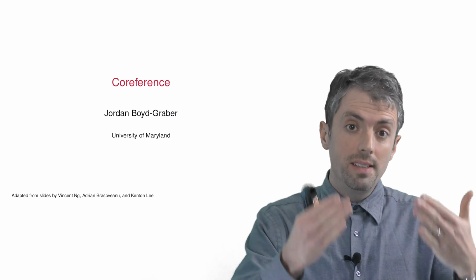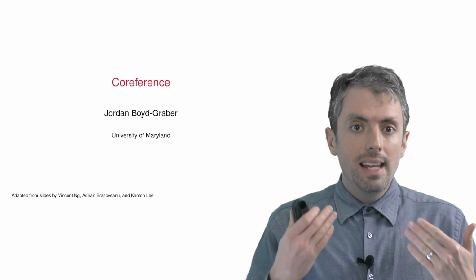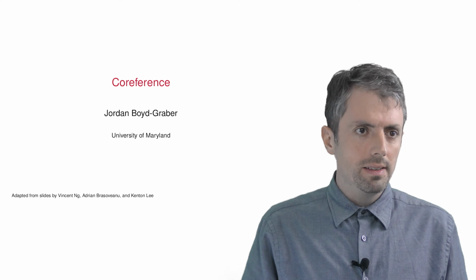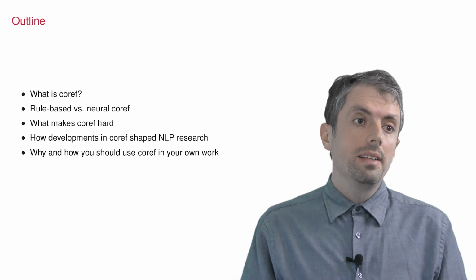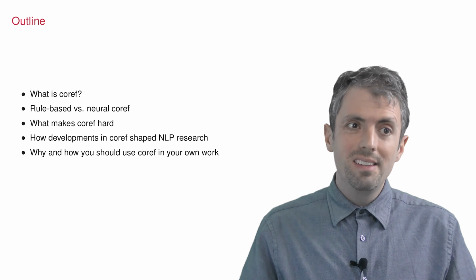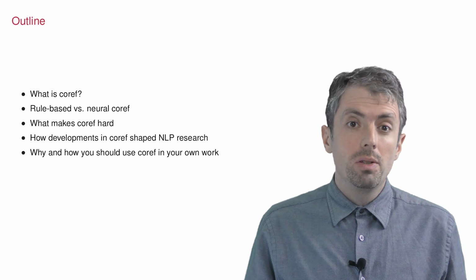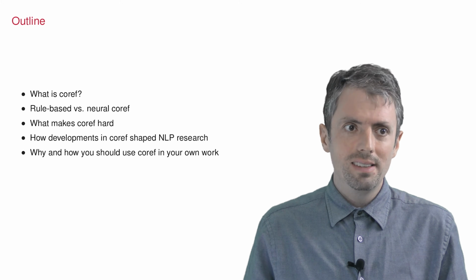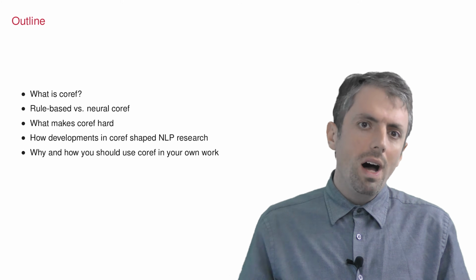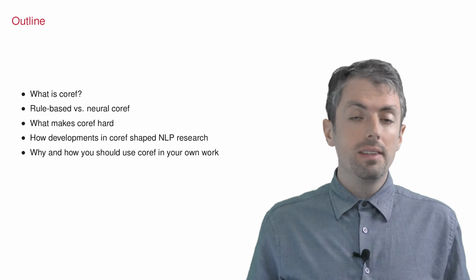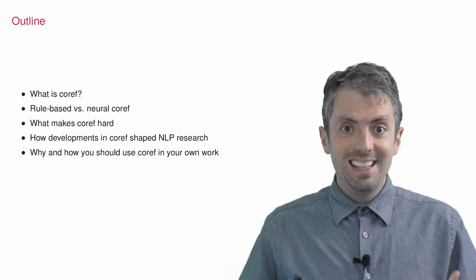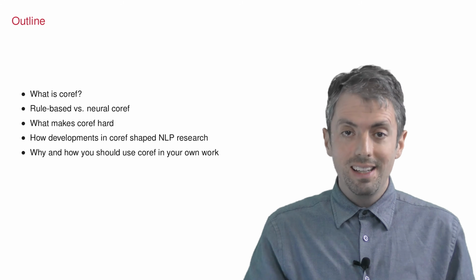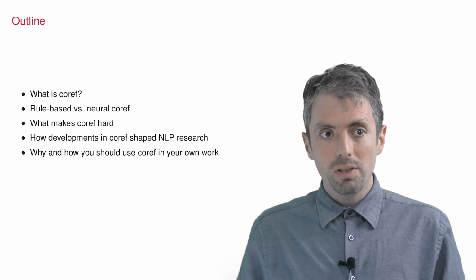We're going to continue our discussion of additional natural language processing applications, talking today about coreference. First, I'm going to explain what is coreference, the distinction between old-fashioned rule-based coreference and the new fancy stuff that we're doing in neural coreference, what makes coreference hard, and why the innovations that people came up with to deal with coreference in the last few years has led to the neural revolutions that we've seen for natural language processing.